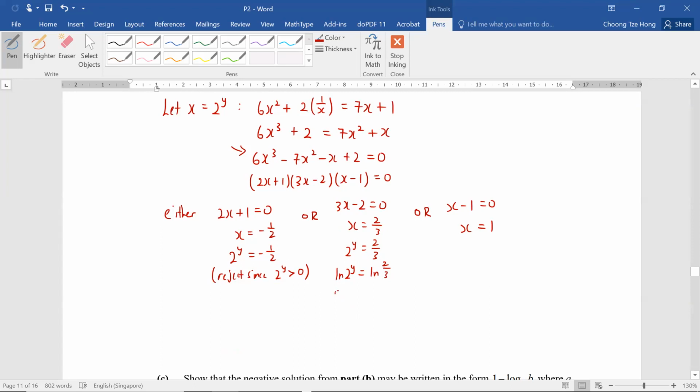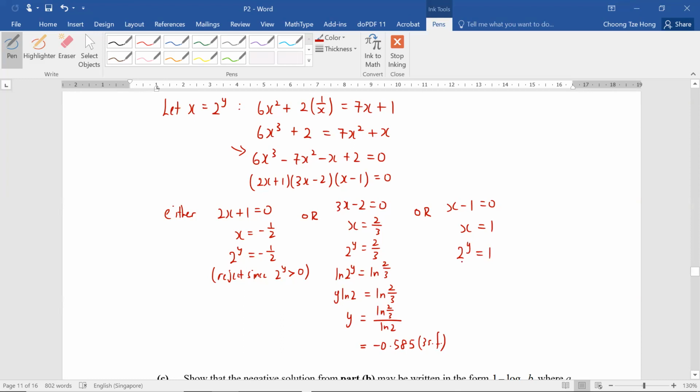Okay, then use the power law to bring the power in front, and then we will divide by ln 2 and give your answer as a 3 s.f. Okay, so you should be able to get this answer. Then from here, the last one is easy to solve.